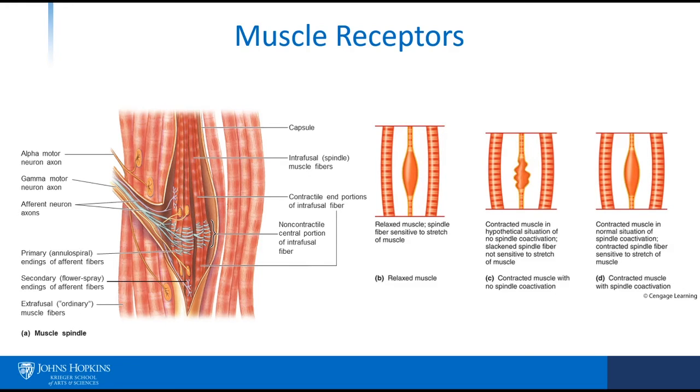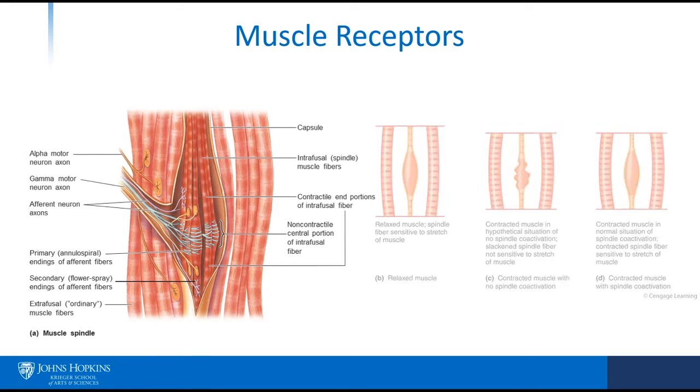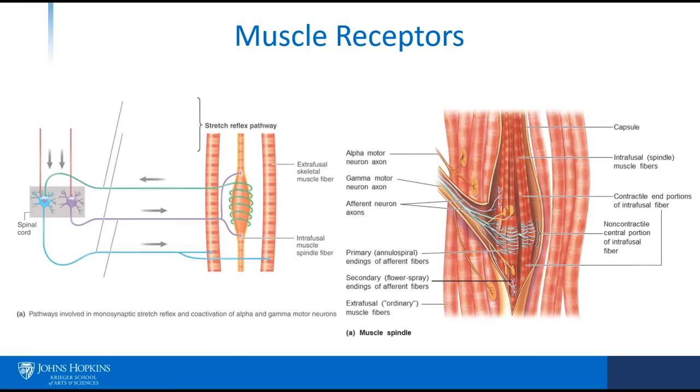The muscle spindle is innervated by its own gamma motor neuron and is supplied by two types of afferent sensory terminals: the primary, annulospiral endings, and the secondary, flower spray endings, both of which are activated by stretch. A stretched muscle reflexively triggers its own contraction and resists any passive changes in muscle length. This occurs due to a monosynaptic pathway stimulating the stretch reflex and co-activation of alpha-gamma motor neurons.